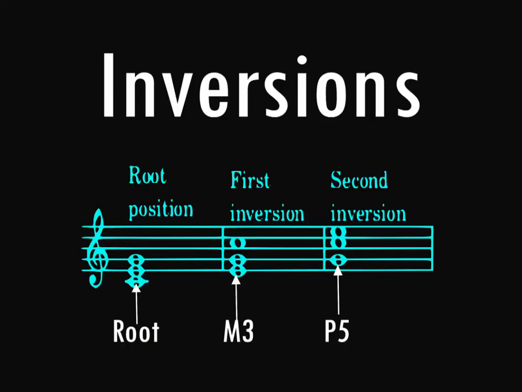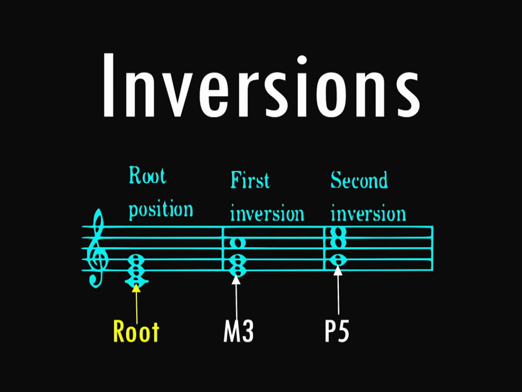Now I'm going to talk about what are called inversions of the major triad. It is most typical for a chord to be arranged so that the lowest note in the chord, also called the bass note, is the root note. When a chord or triad in our case is built this way, it is in root position.